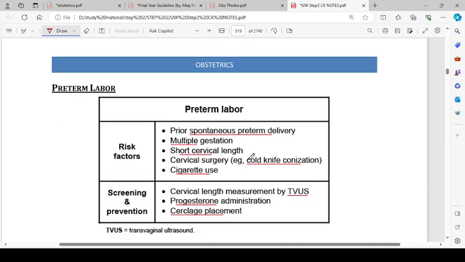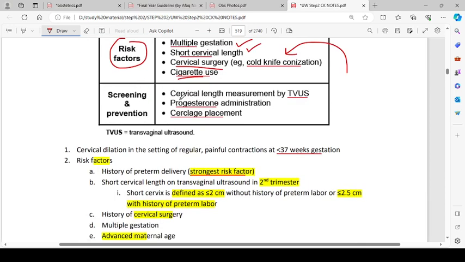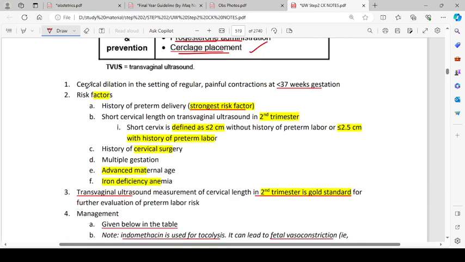Then we have preterm labor. So the risk factors for preterm labor include prior spontaneous preterm delivery, multiple gestation, short cervical length, cervical surgery, for example, cold knife conization, and cigarette use. Screening and prevention, cervical length measurement by transvaginal ultrasound, progesterone administration, and cerclage placement. Cervical dilation in the setting of regular painful contraction at less than 37 weeks of gestation.